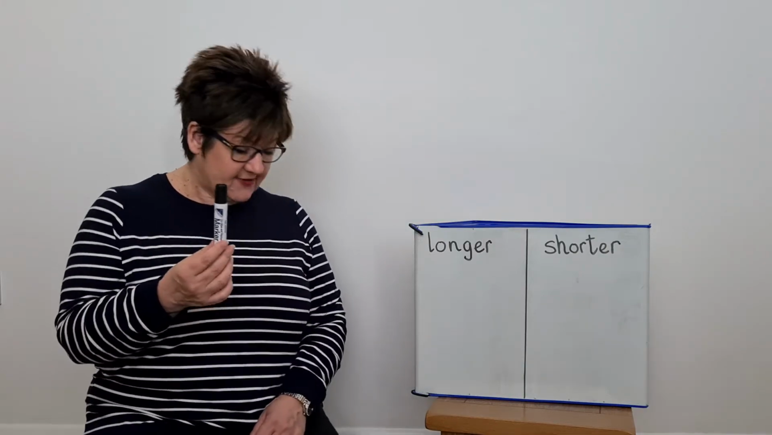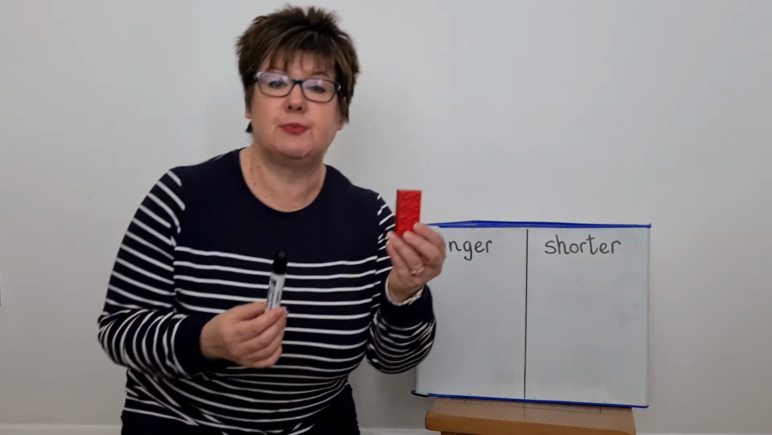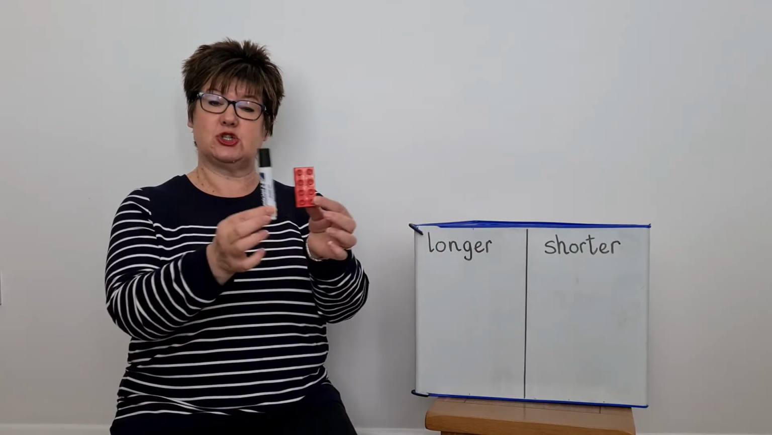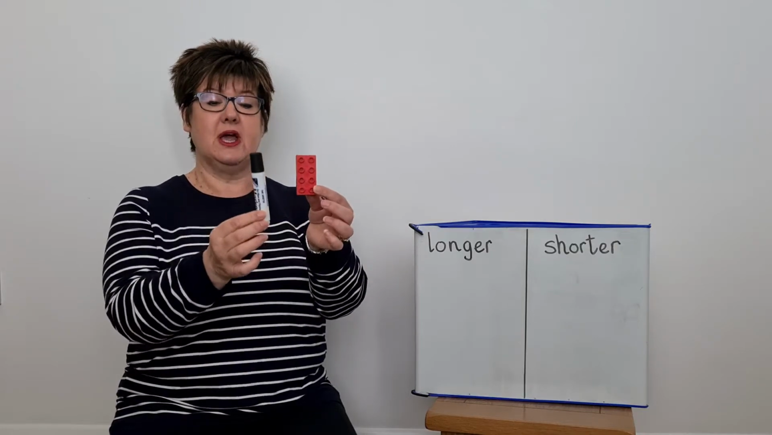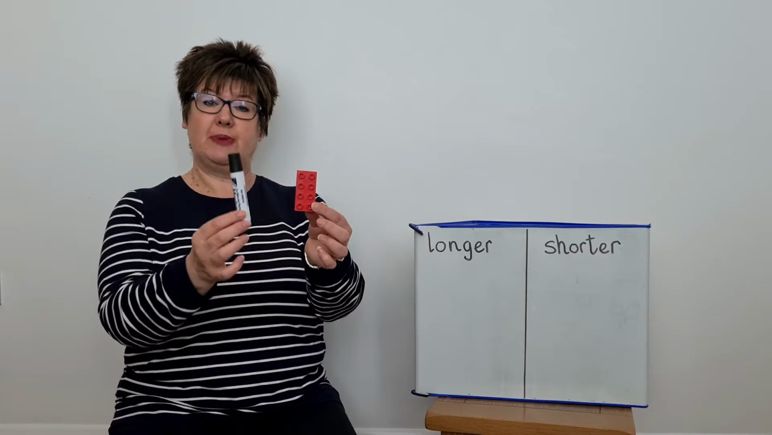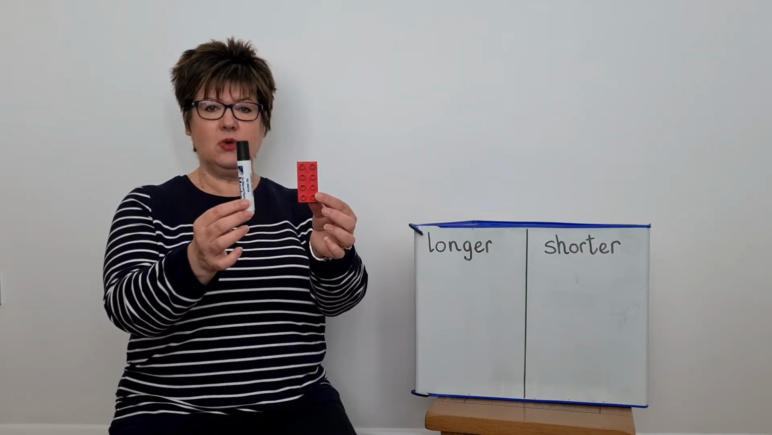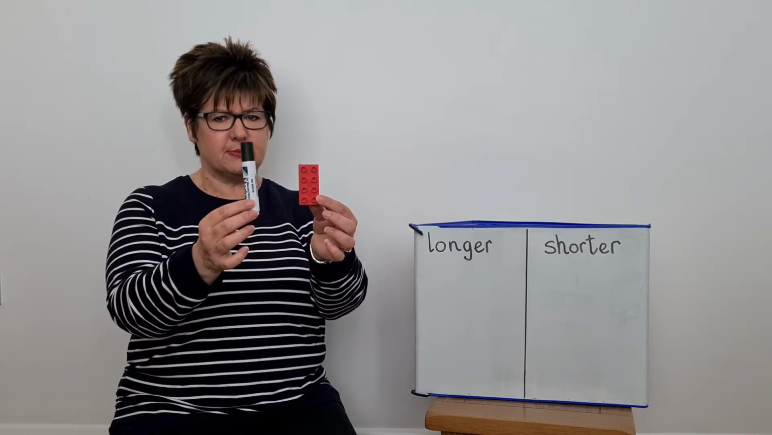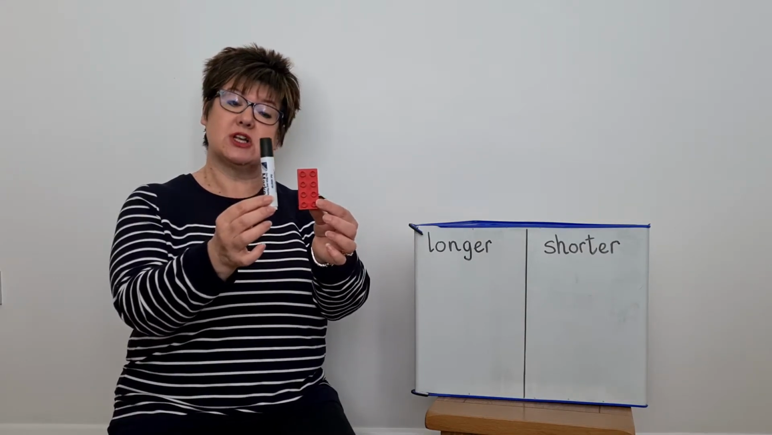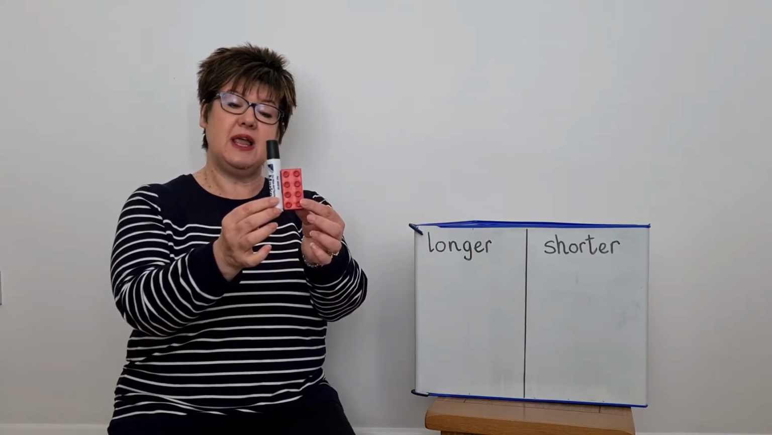So I've got a little Duplo brick from our Duplo bricks in the classroom. Now, I'm going to put them next to each other, my pen and my Duplo brick, to find out if the pen is longer or shorter than the Duplo brick. I bet you can see already which is longer, can't you? But if I want to do a very careful measurement, and that's what we're going to be practicing this week, I need to put my objects close together so that they start in the same place.